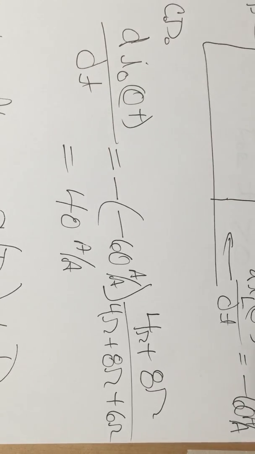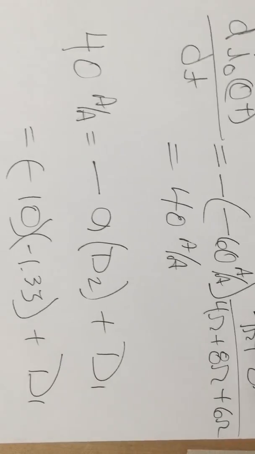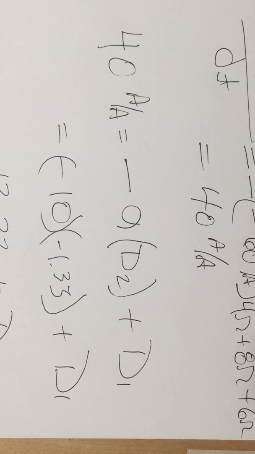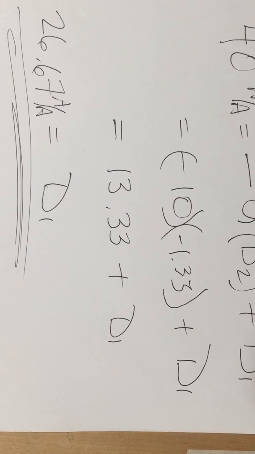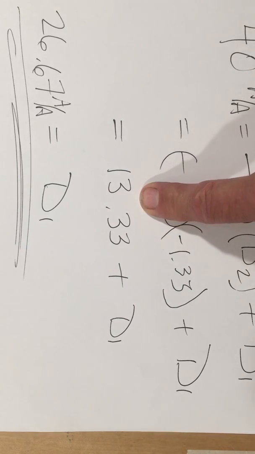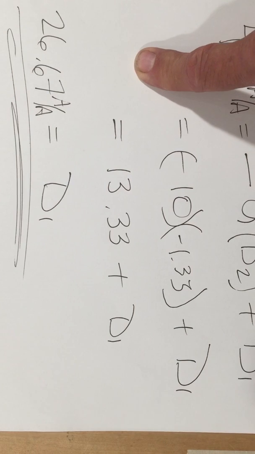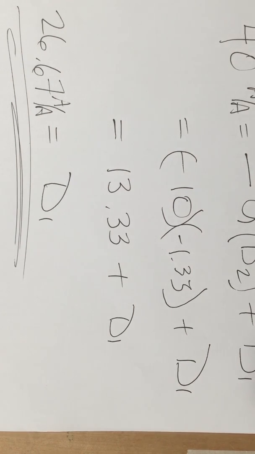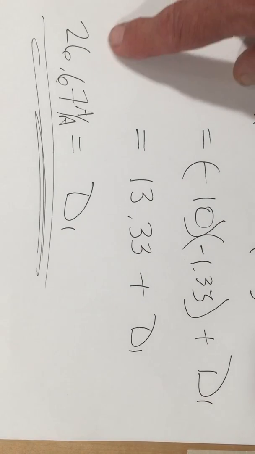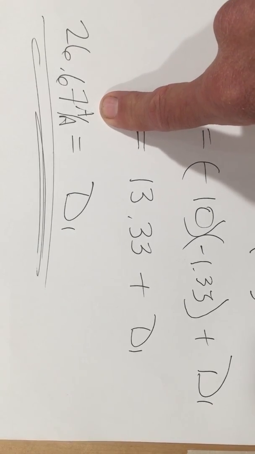Sticking that into my equation, 40 amps per amp equals minus alpha times D2 plus D1. Minus alpha is minus 10. D2 is minus 1.33. When I throw 13.33 over to the other side, that's minus 13.33. So D1 equals 26.67 amps per amp.